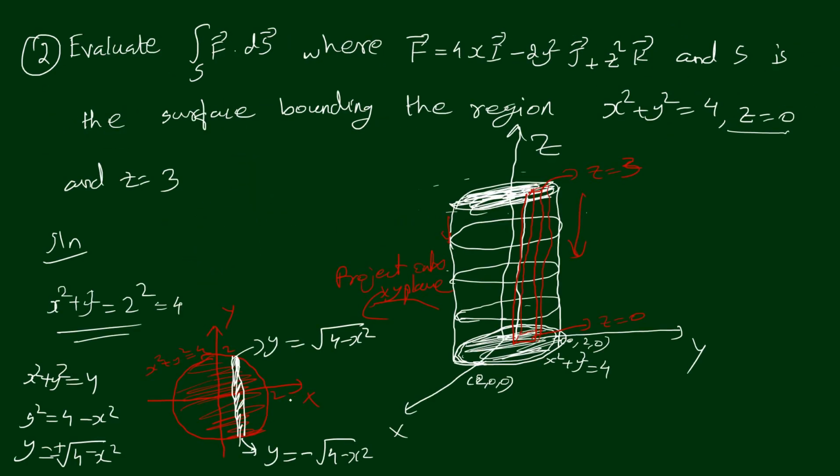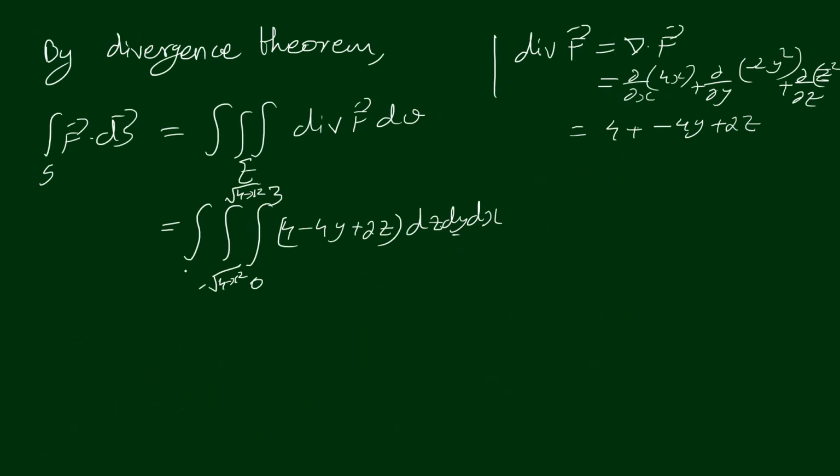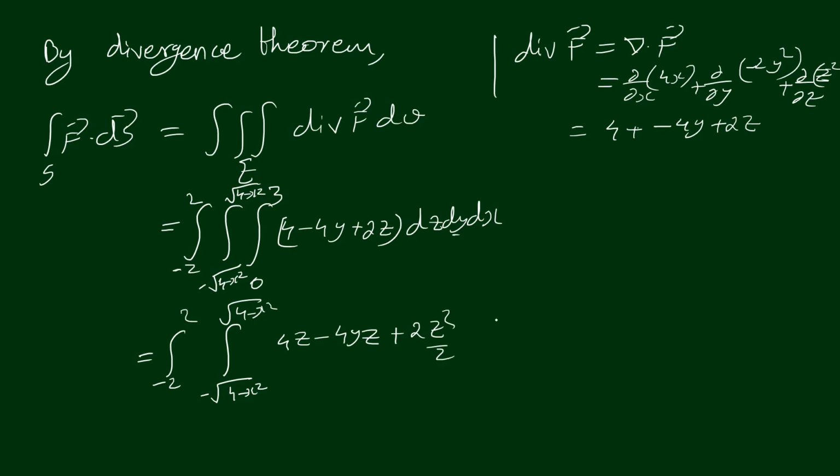Now we need the limit of the x variable. It varies from the least value to the largest value of x. Here it is minus 2, and here it is plus 2. So x varies from minus 2 to plus 2. Now only the integral part is left. First we need to integrate with respect to the z variable. Integral of 4 is 4z. Integral of 4y is 4yz. Integral of z square is z square by 2, from the limit 0 to 3, dy dx.